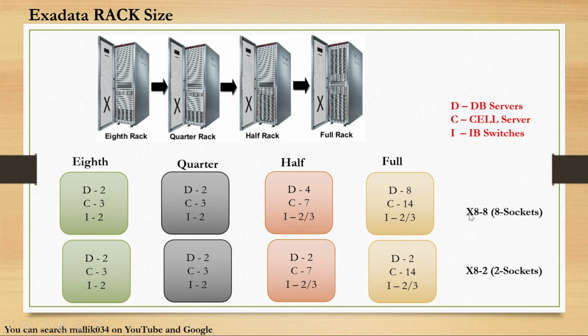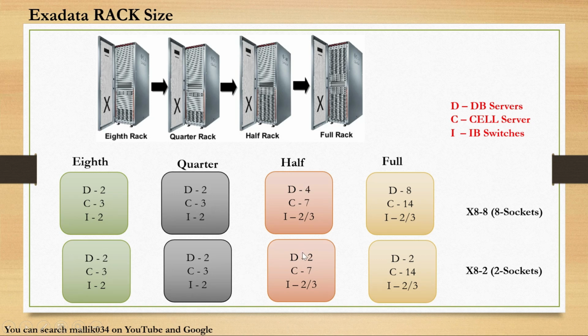So this is a typical combination in case of X8-8. This is the latest version, X8. I'm talking about X8-8, where 8 stands for 8 sockets. And another way of configuration is X8-2, where 2 stands for 2 sockets. If you see the eighth rack and quarter rack, it is going to be the same in case of 8 socket or 2 socket: 2, 3, 2 and 2, 3, 2.